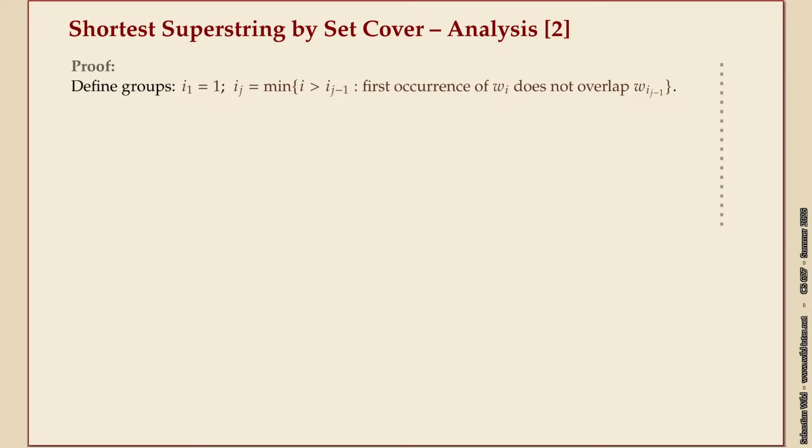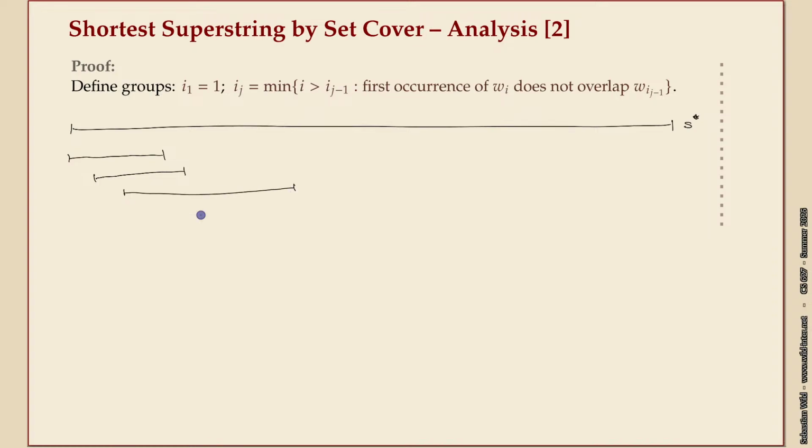Okay, to further analyze this, we need to define some groups here. So this is our superstring. And so there's some first word here. And then maybe overlapping that is another word. Maybe comes a longer one. Maybe shorter, but it always has to reach behind the stopping point of the previous one. Maybe that's enough. Maybe I'll put one more. Okay, this can't exist. It must be overlapping here, and so on.